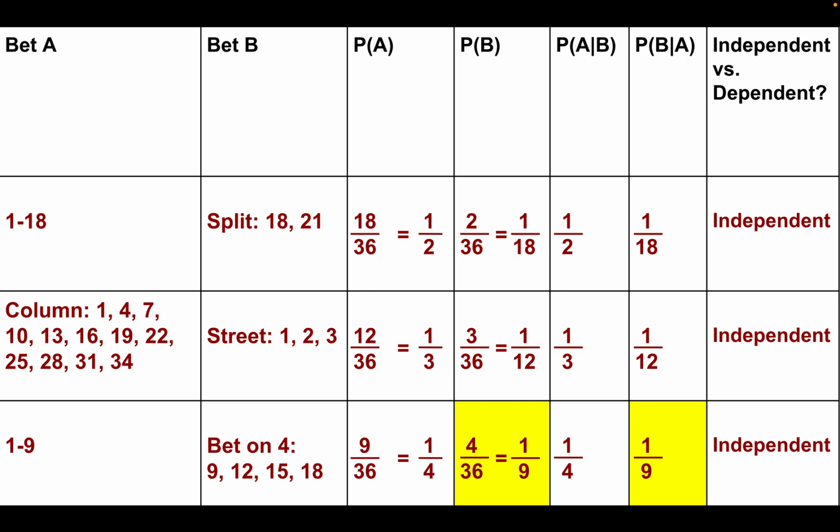All right, and again, for all 3 of these bets, if we take the numerators of the single variable probabilities, 18 times 2 is 36, 12 times 3 is 36, 9 times 4 is 36. So again, this is a necessary but not sufficient condition to making sure that your bets are independent. If you remember from the last video, they either have to multiply up to equal the total number of numbers on your board, or they have to multiply to equal a multiple of the total number of numbers on your board.